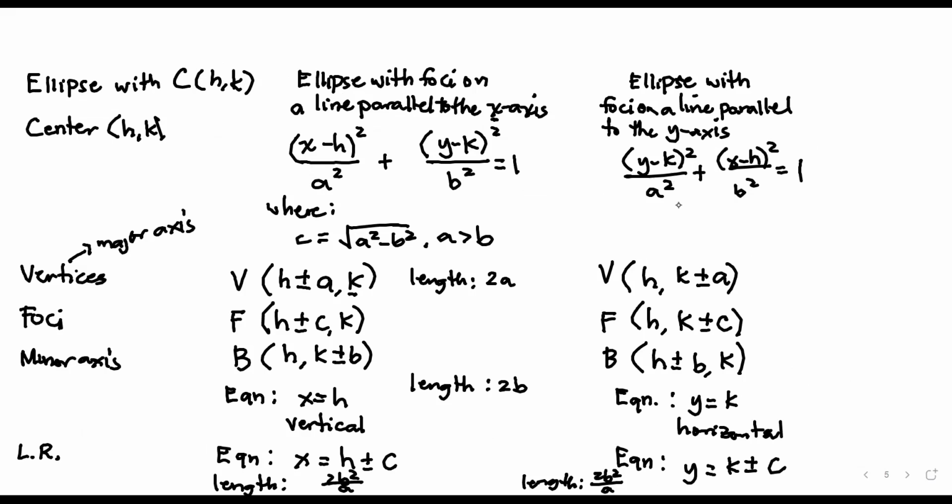Kapag naman ang foci on the y-axis, the standard form is the square root of y minus k over a squared minus square root of x minus h over b squared equals 1. Tapos to find the value of c, that is positive negative square root of a squared plus b squared. Okay? Sa vertices, ganun din ang coordinates niya. Okay? Foci. Minor axis sa hyperbola ay ang conjugate axis. Sa vertices, ang major axis naman ay ang transverse axis.